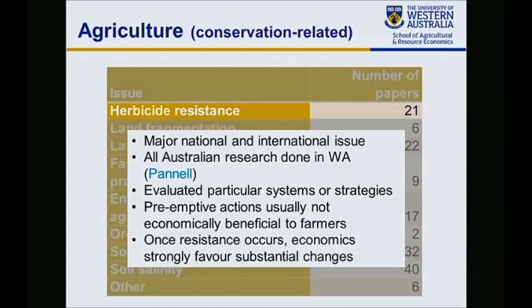And the sort of things we did was evaluate particular systems or strategies for mitigating or delaying herbicide resistance or responding to it once it occurs. We concluded that preemptive actions to try and stop the development of herbicide resistance are usually not economically beneficial to farmers. There are exceptions to that, the main exception being glyphosate in some cases. It can be worth trying to prevent glyphosate resistance for a specific set of reasons, which we won't go into now unless you ask. But we also found that once resistance does occur, the economics do strongly favour very substantial changes in farm management practices.